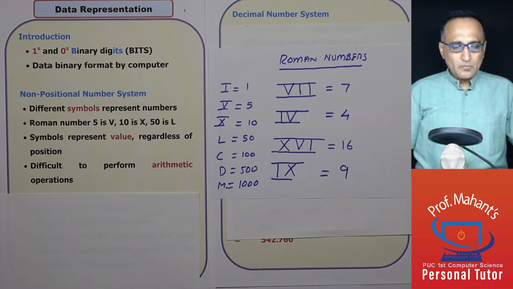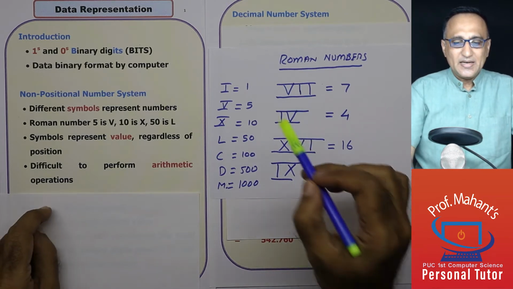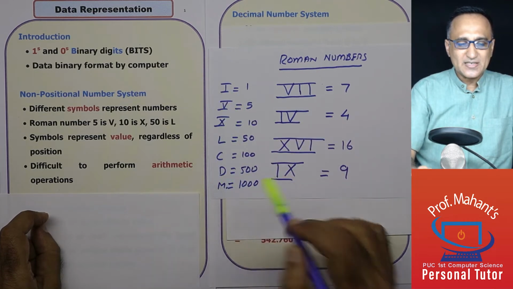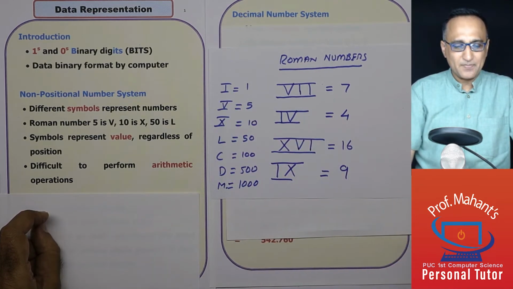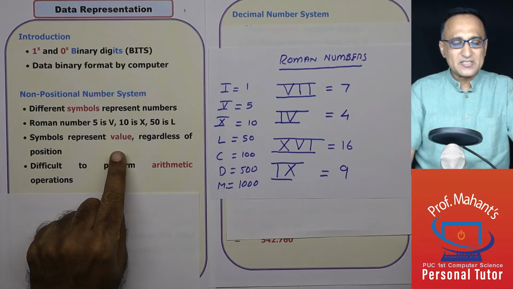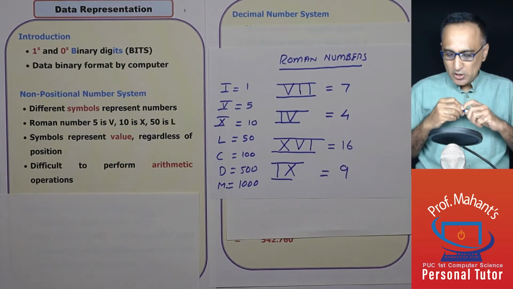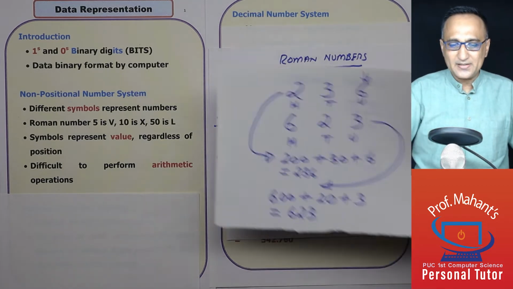Now, the difference between the Roman number system and the decimal number system we use is that, irrespective of the position of the symbol, the value remains the same. So symbols simply represent the value. They do not represent the value based on the position. What I mean here is, take a look at this.